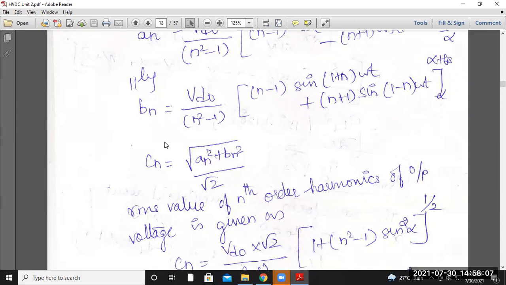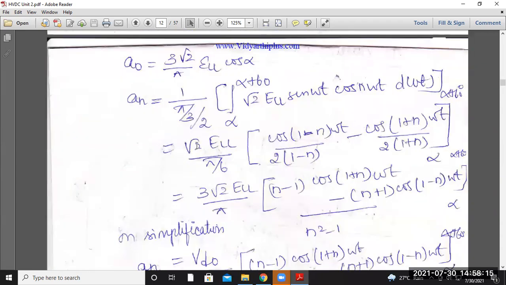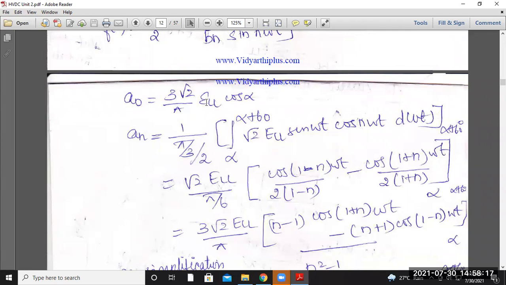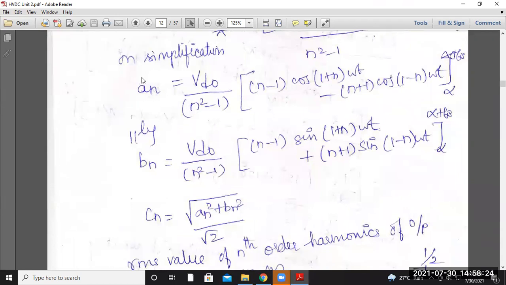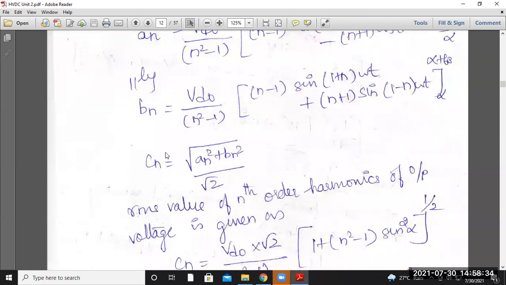Accordingly, Cn will be under root an square plus bn square. Depending upon the different values, you can find the value of a0. This a0 is written as 3 root 2 upon pi EL cos alpha, so if you have the value of alpha and EL, you will get the value of a0. Similarly, for finding the value of an, you have to know the different parameters involved in the equation. Then only you will get the value of an. A similar case occurs for bn and cn also.